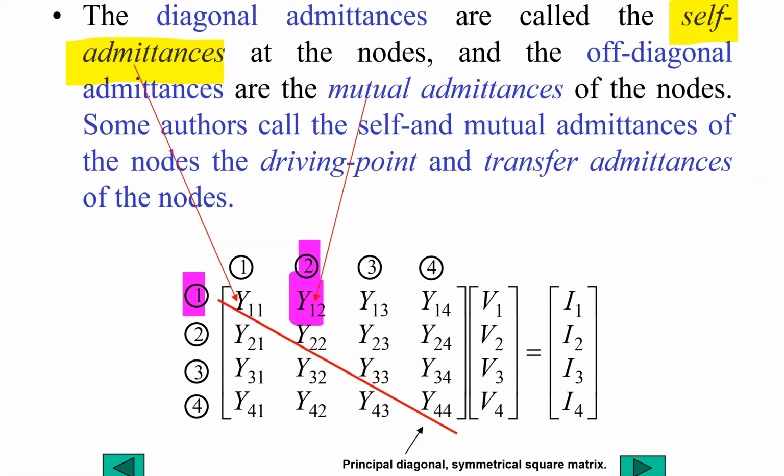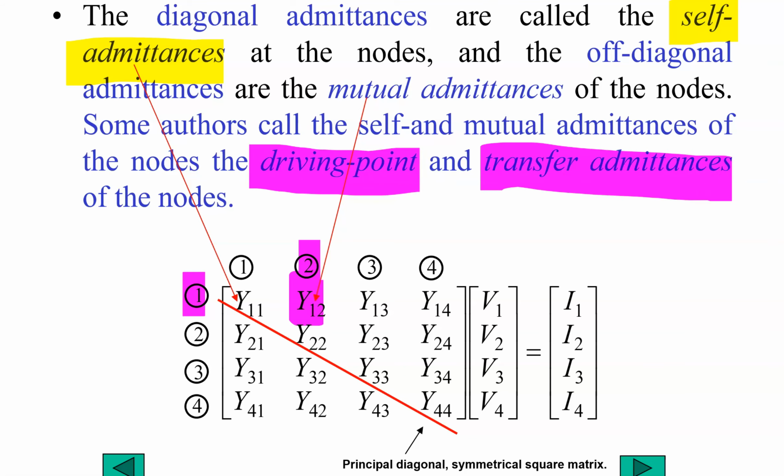Some authors call the self and mutual admittances for the nodes the driving point admittances, and also the transfer admittances. So this is another way to mention it. We also call this the principal diagonal, and we call this a symmetric square matrix. So it gives a 4x4, and it's symmetric.